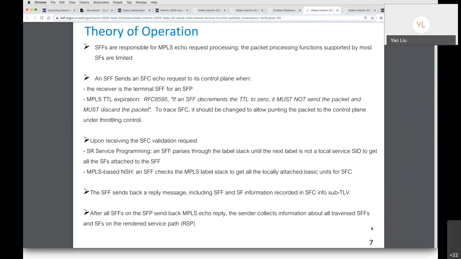And then the service function forwarder sends back a reply message, including SFF and SF information recorded in SFC info sub-TLV, as we defined in this document. And after all service function forwarders on the service function path send back MPLS echo reply, the sender collects information about all the traversed SFFs and SFs on the rendered service path.